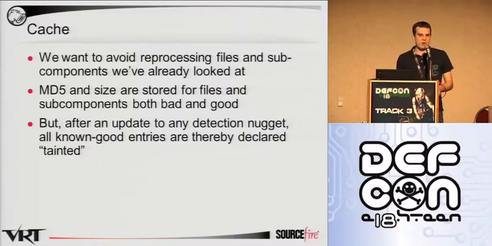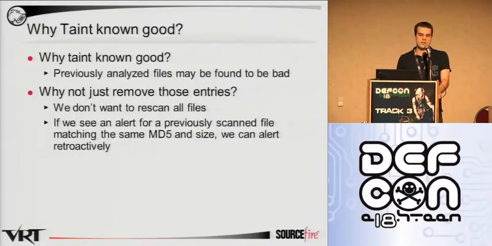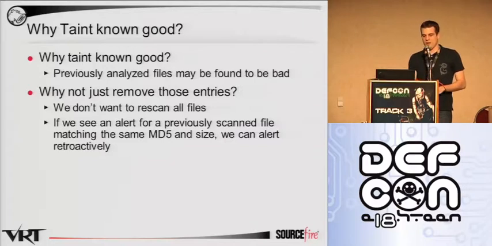Now you might ask why we mark them as tainted instead of just remove them from the cache altogether. Well, the reason for that is that not only can we not say for sure that we're 100% confident that those files, according to the new detection, are in fact clean, but say we get another file that matches the MD5 and size, or whatever signature that we're using, we can then alert retroactively on any past events. So if we weren't able to detect it with the old detection, we do detect it with the new detection. All past events before that new detection was instituted will trigger an alert.